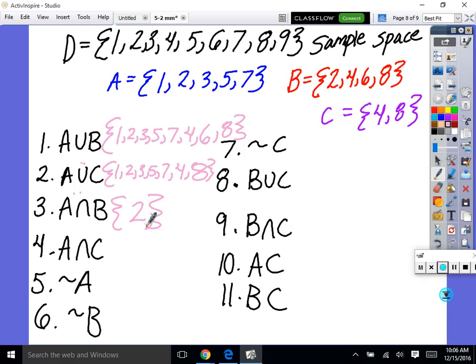A intersect C. 1, any 1s? Nope. 2, any 2s? Nope. 3, any 3s? Nope. 5, any 5s? Nope. 7, and nope. Nothing. So what it's called is the empty set, just like a circle with a line drawn through it. Or you could literally go like this and draw an empty set. Nothing. Does everybody see that? Literally, I'll accept either answer, both in probability are acceptable.